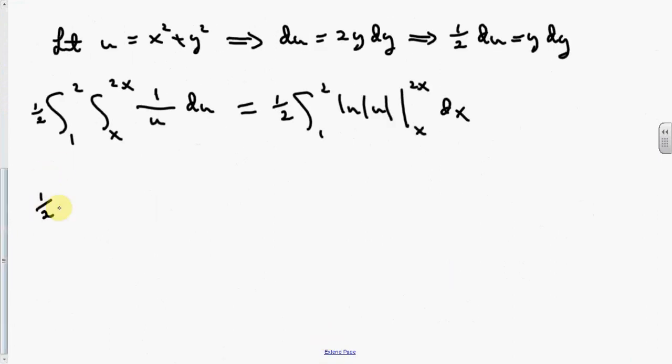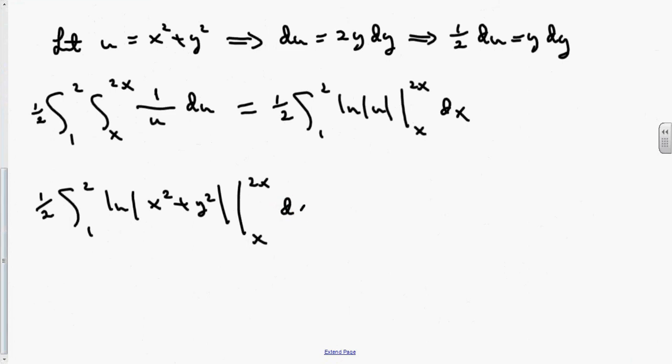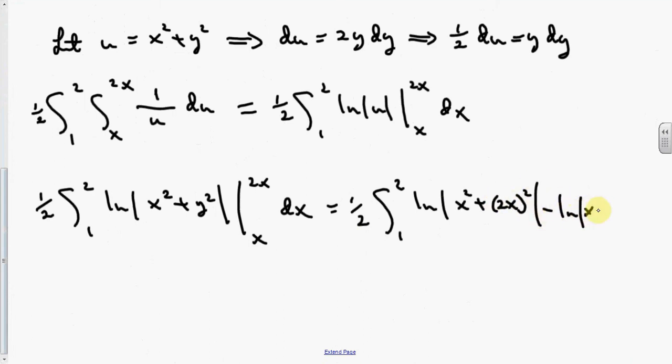So I have that 1/2 there, the integral from 1 to 2, the natural log. I better go back and put u in there, x squared plus y squared. And it's the u going from x to 2x. So this is 1/2 times the integral from 1 to 2, the natural log. Here we evaluate y at 2x. We get x squared plus (2x) squared, and then minus the natural log of x squared plus x squared.